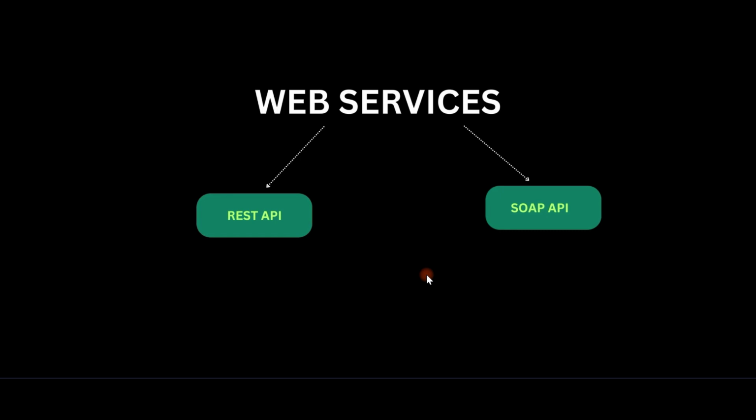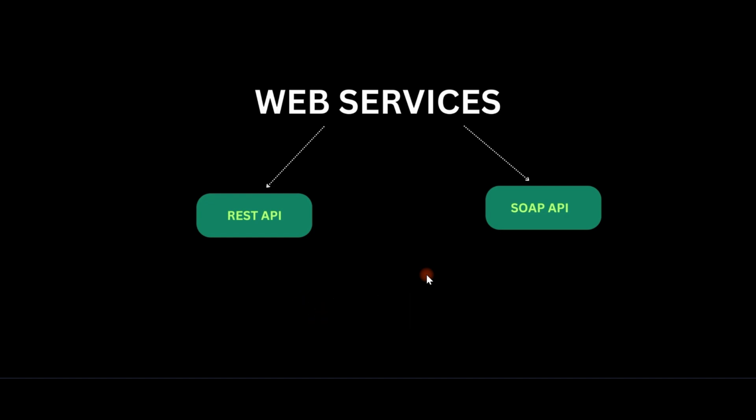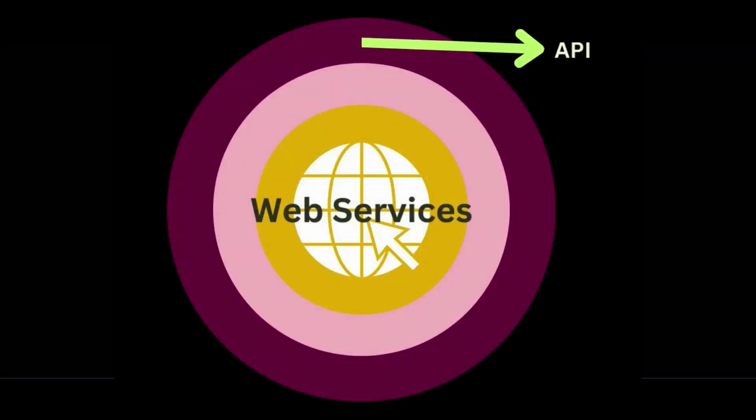So in summary, while all web services are APIs, not all APIs are web services. Web services specifically refers to APIs that are accessible over the web and follow certain communication protocols. APIs, on the other hand, are broader concepts that encompass various methods for enabling communications and interactions between different software components, which may or may not involve web-based communications. So that is the main difference between web services and API.